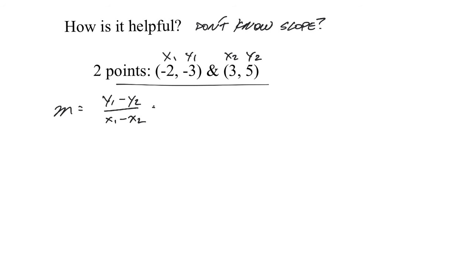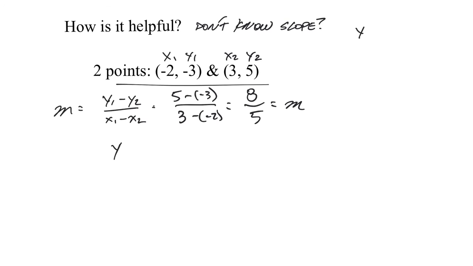So I'm going to plug in what I know. I have 5 minus negative 3 over 3 minus negative 2. It's going to give me 8 on the top. That's 5 minus a minus turns into plus, 5 plus 3. 3 minus a minus 2 turns into 3 plus 2. 8 over 5. Slope.